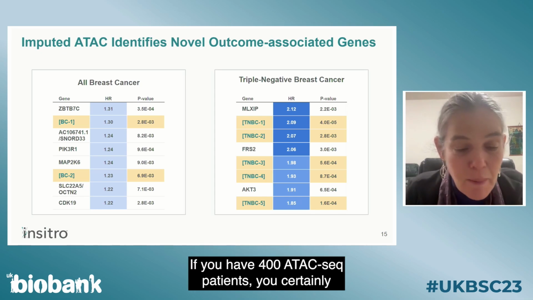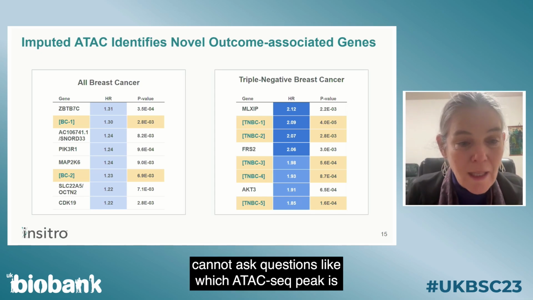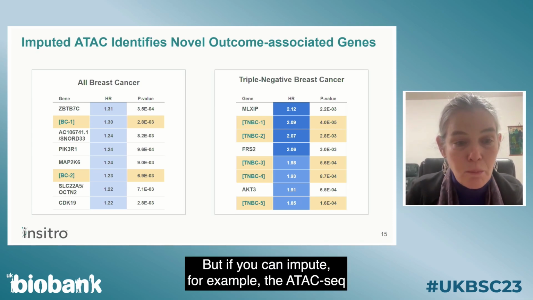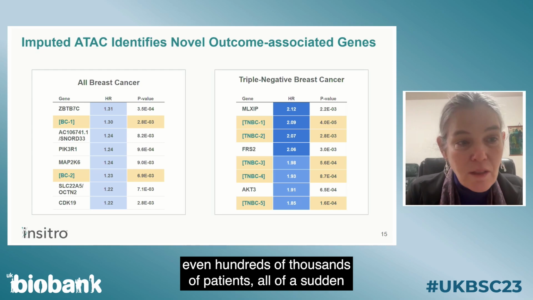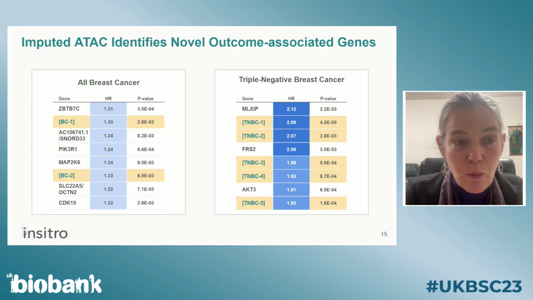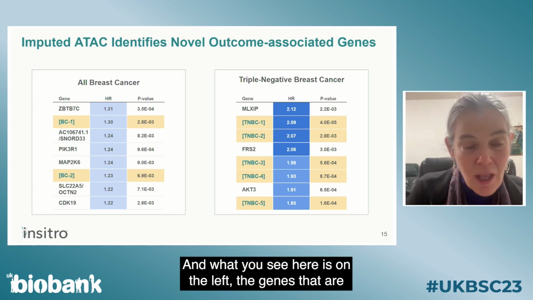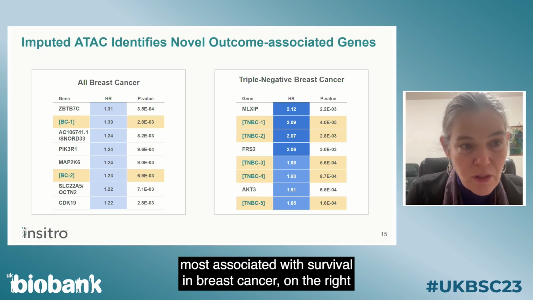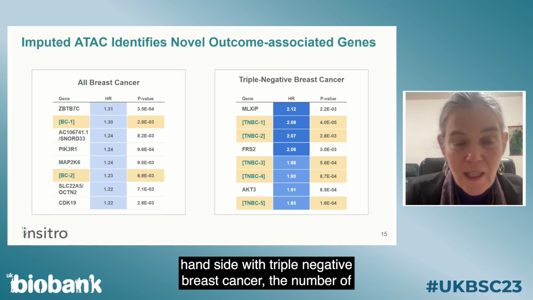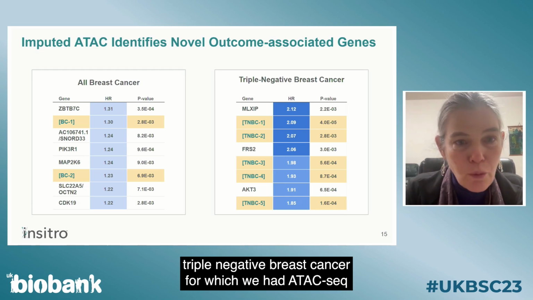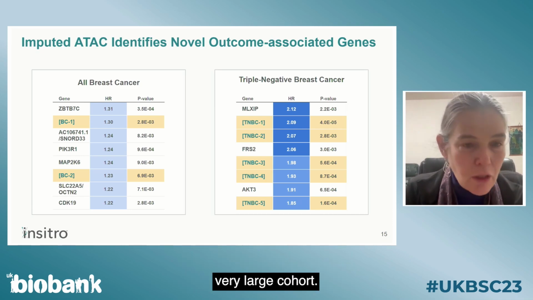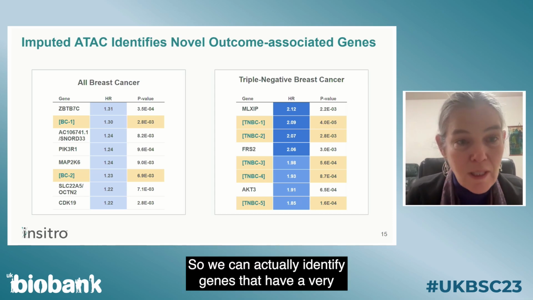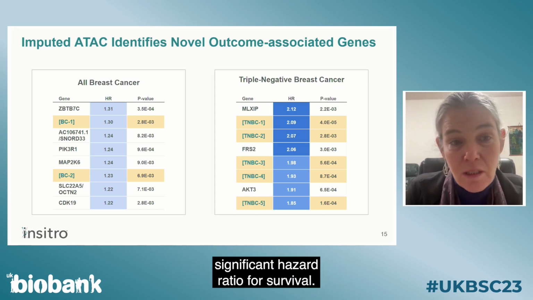If you have 400 ATAC-seq patients, you certainly cannot ask questions like which ATAC-seq peak is associated with survival. But if you can impute, for example, the ATAC-seq signature or RNA-seq signature across tens of thousands or even hundreds of thousands of patients, all of a sudden you can ask which peak is associated with survival outcomes. On the left you see the genes most associated with survival in breast cancer, and on the right-hand side triple-negative breast cancer, where the number of patients for which we had ATAC-seq measured was about 10, imputed on a very large cohort. All of a sudden we have hundreds.